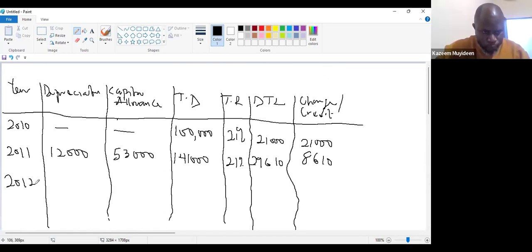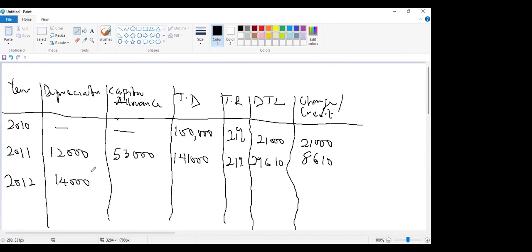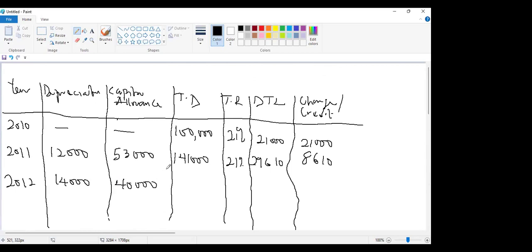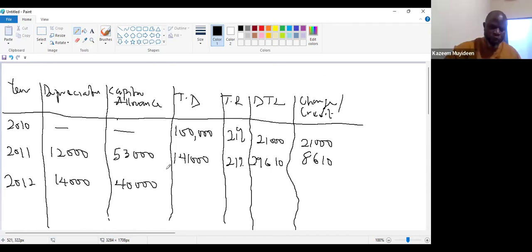In 2012, what is the decision given? We say 14,000. What is the capital allowance? 40,000. And we interpret that. Which one do we use? Which one can we use?